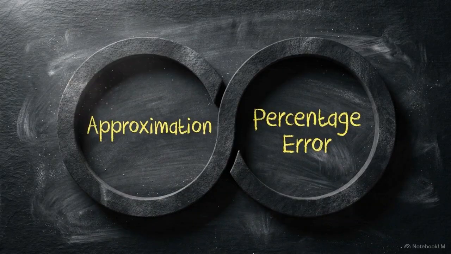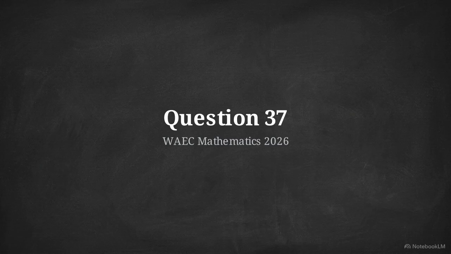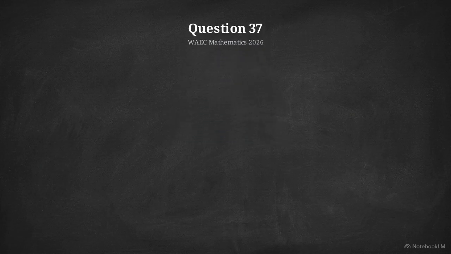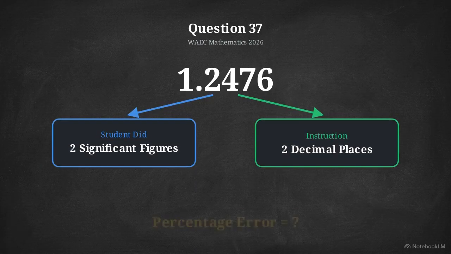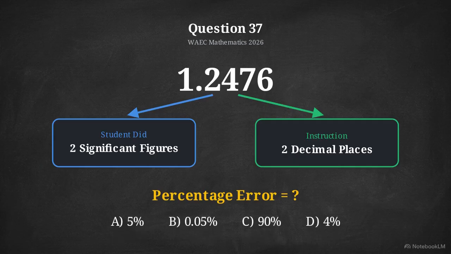Today, we are going to master approximation and percentage error. Here is question 37 from the 2026 exam. A student approximated 1.2476 to two significant figures, instead of two decimal places. We need to find the percentage error from the four options provided.